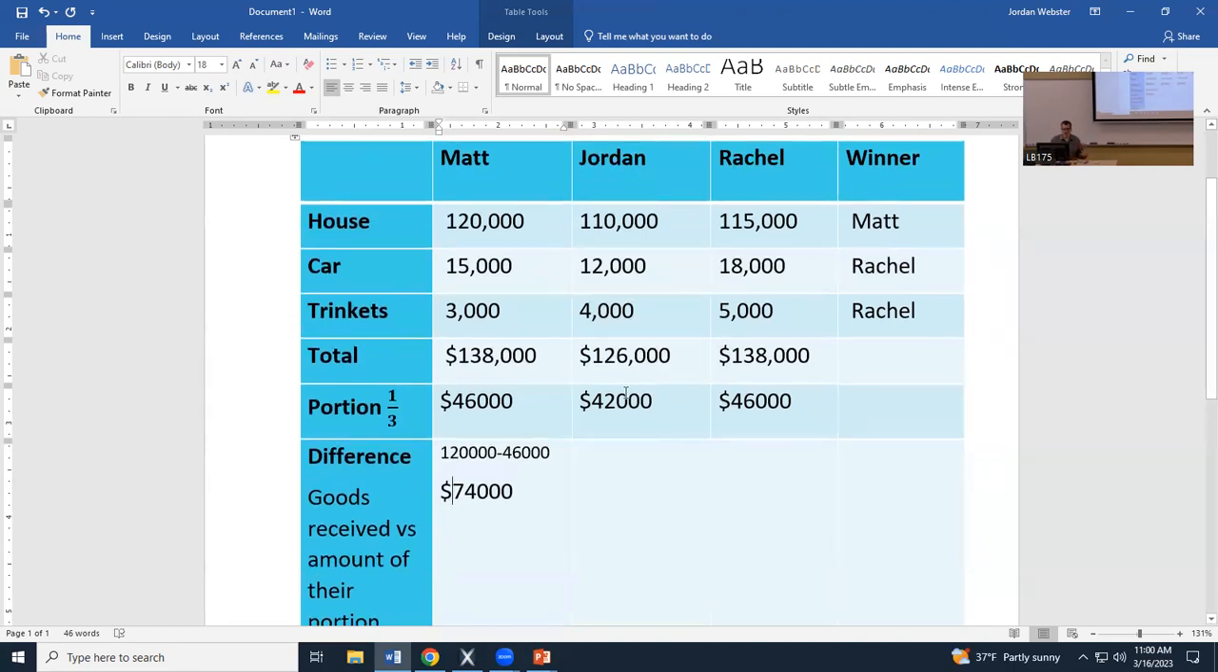Jordan, me, I received nothing. There's nothing I won. But I should have been owed 42,000. So the difference between what I got and what I should have got in my own mind is 42,000. Does that make sense?